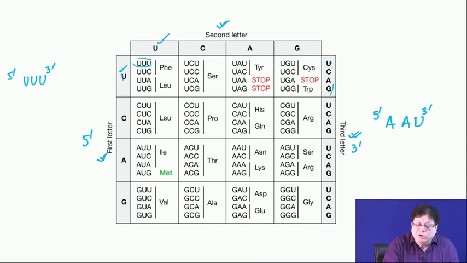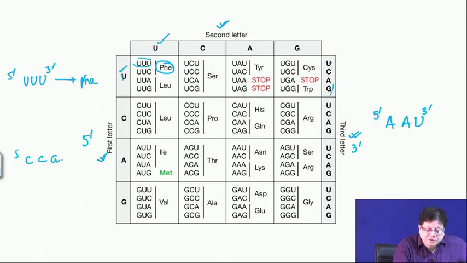This UUU is coding for phenylalanine. Okay. Suppose I say, what is CCG, 5 prime to 3 prime? What codes for CCG? So, how do you go about it?